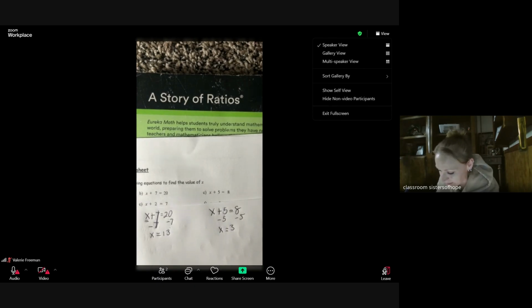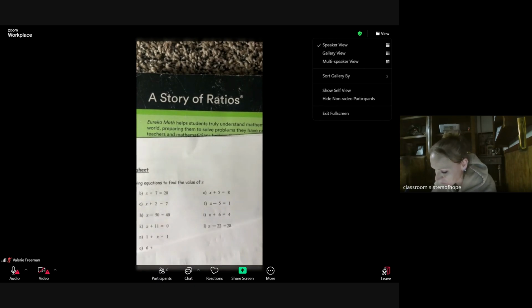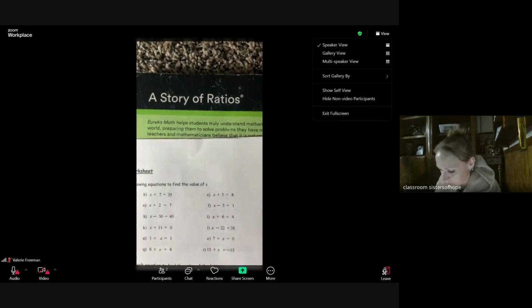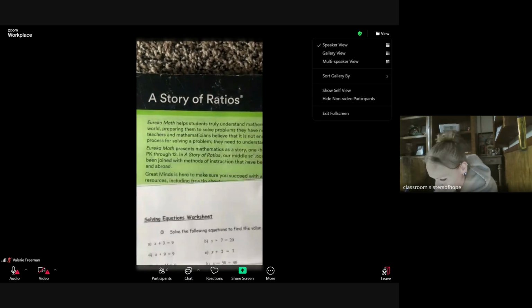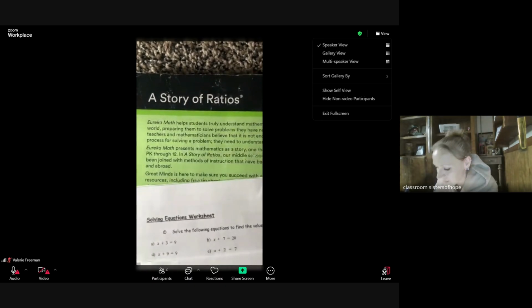But again, it's those steps. Because once we get into that multiplication and division, you're going to use the exact same steps. It's just a different operation. So with that in mind, it's the exact same thing again.